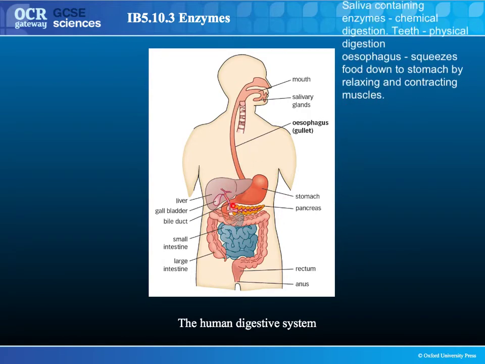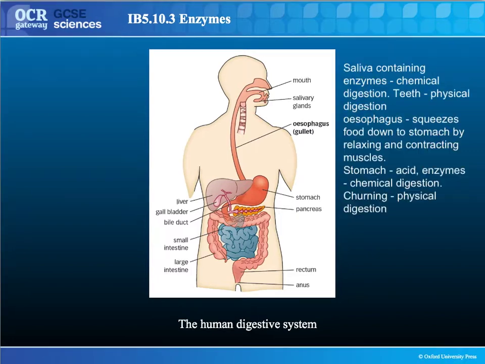Now when we make it down to the stomach, it contains stomach acid, which will start to chemically break down the food, and also it contains enzymes which will also chemically break down the food. The stomach also undergoes a churning action, which will mix the food, break it up even further, which is a form of physical digestion. At this point, the stomach has broken down the food further, has digested it further, and what we're left with is a substance called chyme. And this is a liquid substance that will go through to the small intestine and will have the nutrients absorbed out of it.